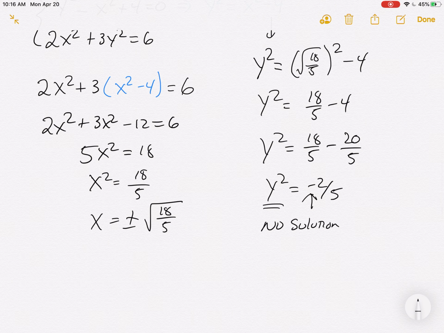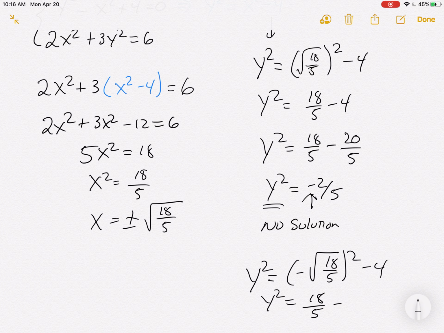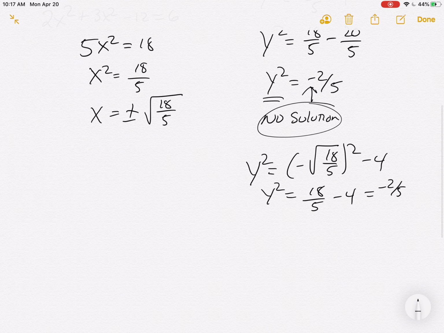Well, let's try the negative 18 fifths. Y squared would be equal to negative square root of 18 over 5 squared minus 4. But the same thing's going to work out. We get 18 fifths minus 4, which is the same negative 2 fifths. Well, we got a problem. There's no solution overall. So the answer in the back of the book is that there's no solution. Hopefully from your linear experience, you know exactly what that means.